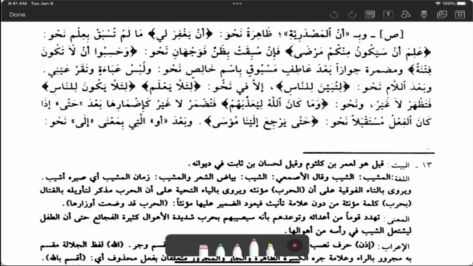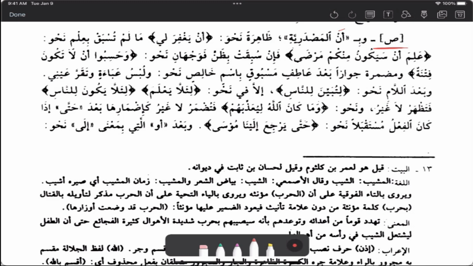All right, so we're going to continue here in the explanation of Qatr an-Nada. And now the author wants to talk about a very important, very pivotal case in Arabic. And so he says, may Allah have mercy upon him, original text.